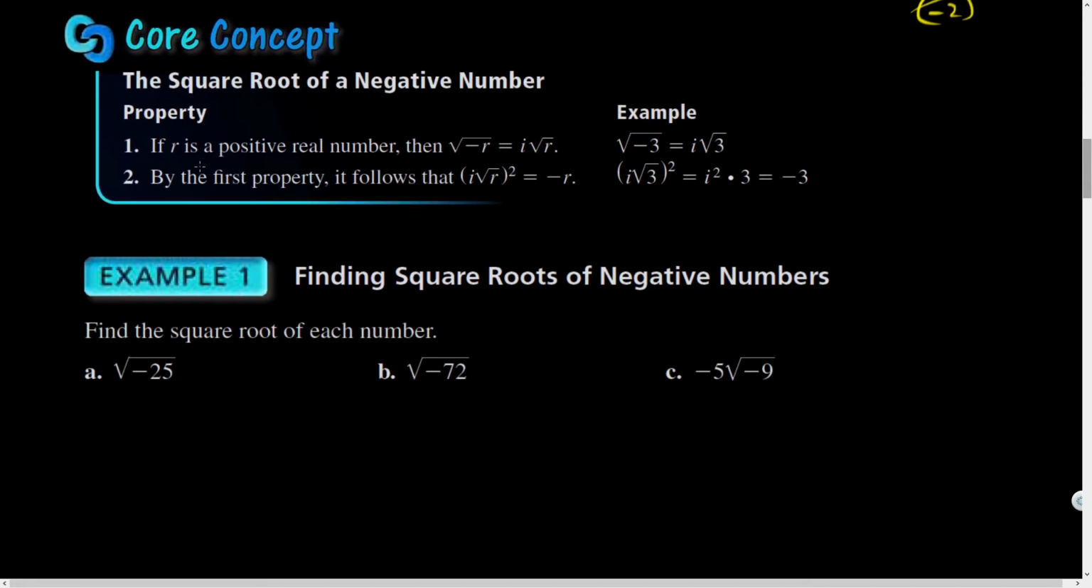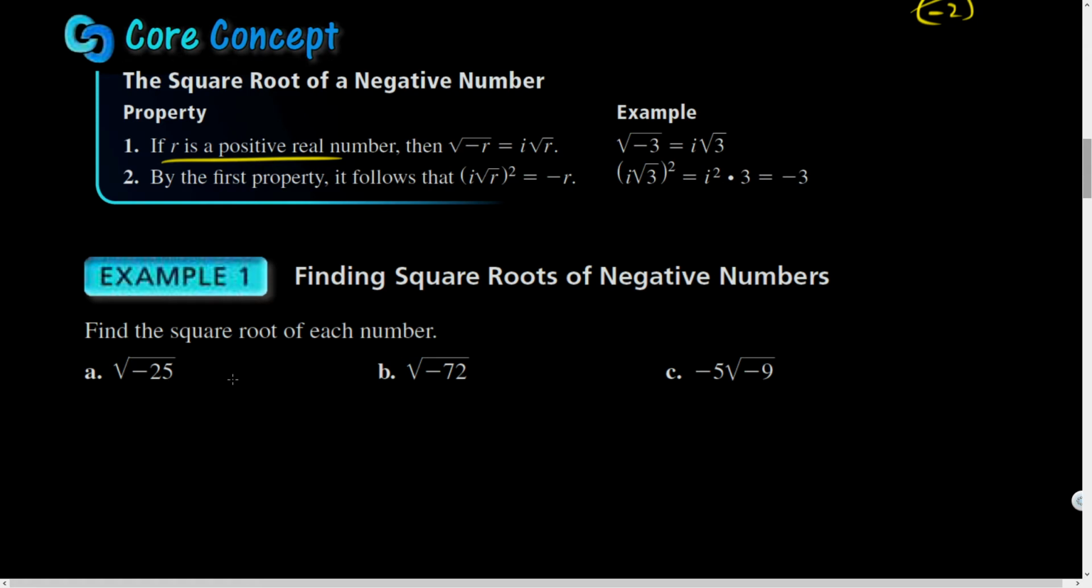And so if r is a positive real number, and I have the square root of the opposite of that, so I'm talking about the square root of a negative, I can pull that minus sign out of the radical as an i. I can pluck the i out, is what I like to say. And then by the first property, if I square this, i squared becomes the negative, the square and the square root would cancel out, and I'd get -r.